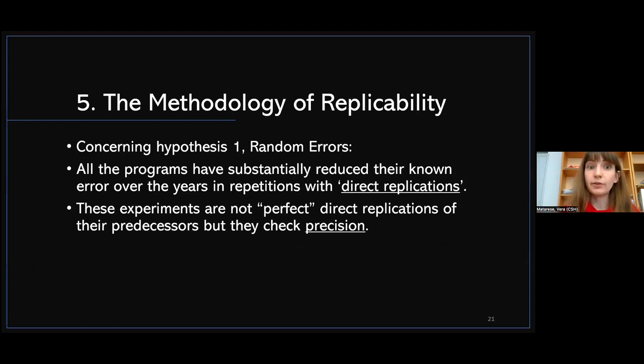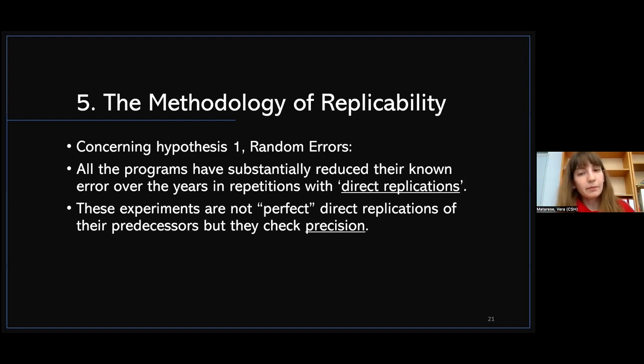So concerning hypothesis one, all the programs have substantially reduced their known error over the years in repetition with direct replications. So, for instance, the SH0ES team led by Riess has kept changing different samples of the Cepheids. So they repeat their experiments by changing samples of Cepheids. Of course, we are kind of assuming that this change and these direct replications are checking for precision only, because in theory, it's just a change of sample.